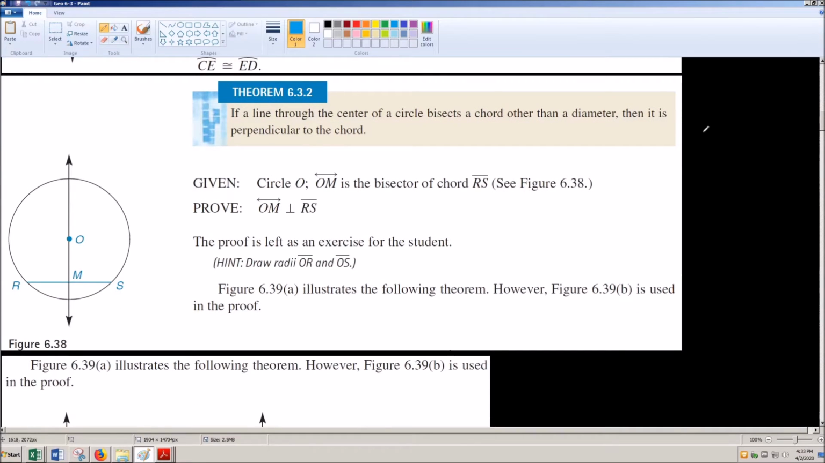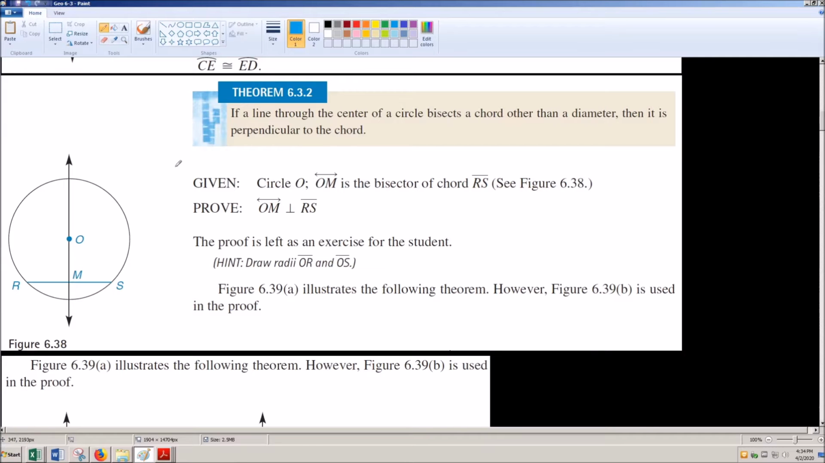Next one we're looking at is if a line through the center of a circle bisects the chord other than the diameter. The reason we say other than the diameter is because the diameter always goes through the center of the circle. If I had a bunch of diameters intersecting, it's not necessarily going to be perpendicular to the chord because it's just intersecting through the same point. That's why we say other than the diameter. But then we're able to say that it's perpendicular to the chord. So again, a line through the center bisects the chord, then it's perpendicular.